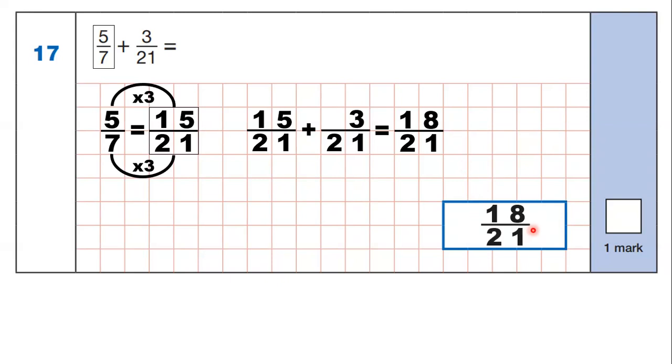Now we could simplify this fraction, but we don't need to do this to get the mark, so let's just move on to the next question.